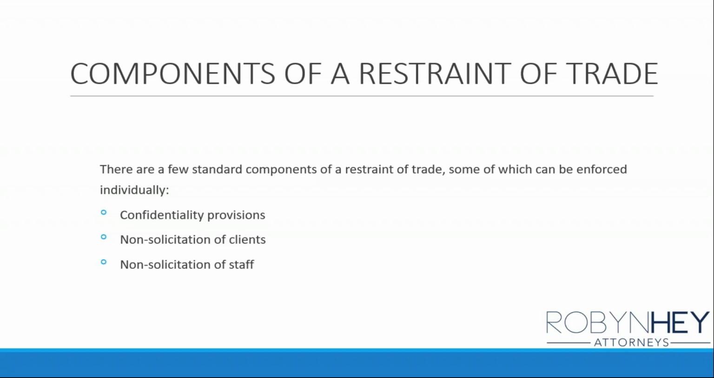So there are certain components for a restraint of trade. And those components are things like confidentiality provisions, non-solicitation of clients, and non-solicitation of staff. So what does that mean? These provisions often fall under a restraint of trade. Most people think of restraints of trade as being, you can't go and work for a competitor at the end. Now that is part of a restraint of trade.